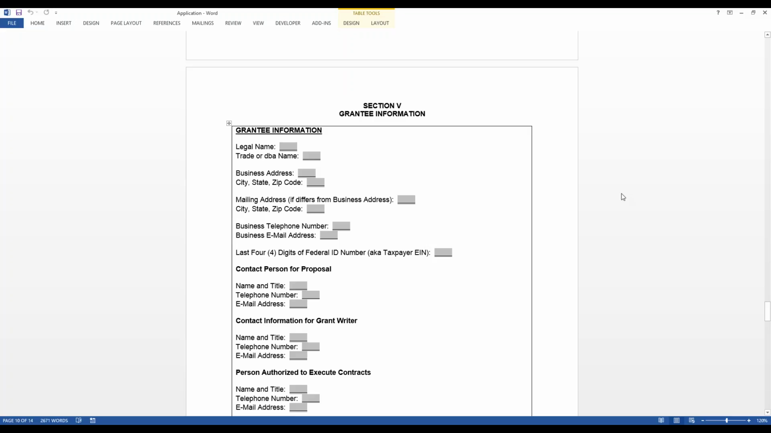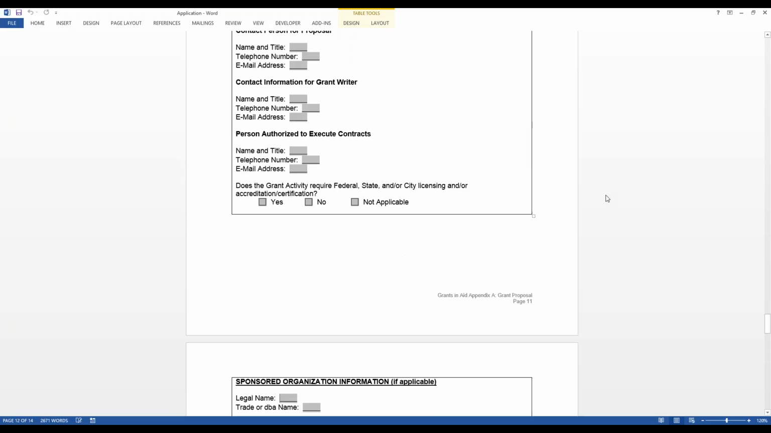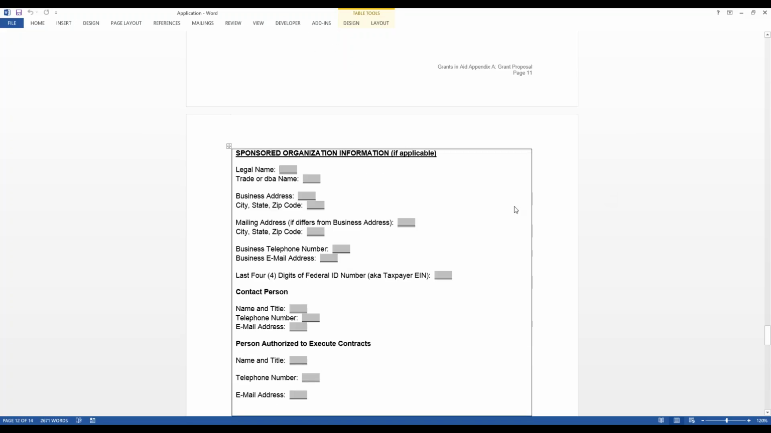So this section 5 is very important. We use this information to contact you during the consideration process if we have any questions. We also use this information to verify your compliance with other different legal requirements that we ask you to submit and meet for this grant application. If you're doing the fiscal sponsorship, you have to fill out this information here, the next page 12.